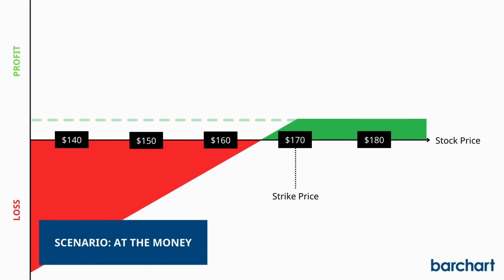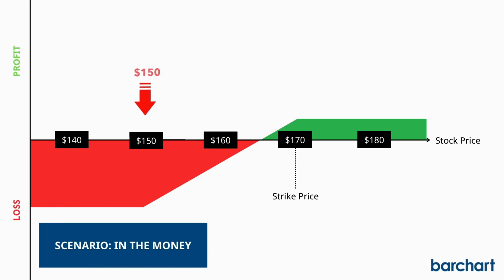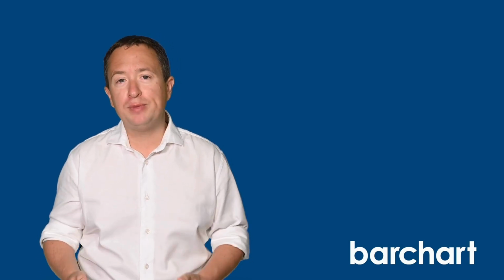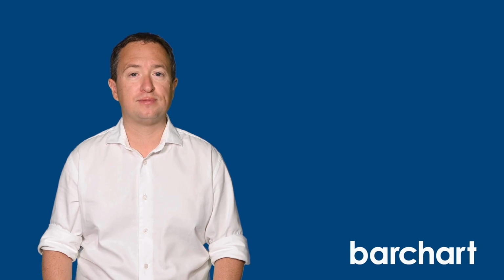Say Tesla drops to exactly $170, the strike price. In this case, the option will likely expire worthless and the trade is over. And finally, if Tesla goes to $150, well, now the option is in the money. It will get assigned, and you will buy 100 shares of Tesla for $170 a share. Now, assuming you don't intend to hold the shares, you can now sell Tesla at the market price.